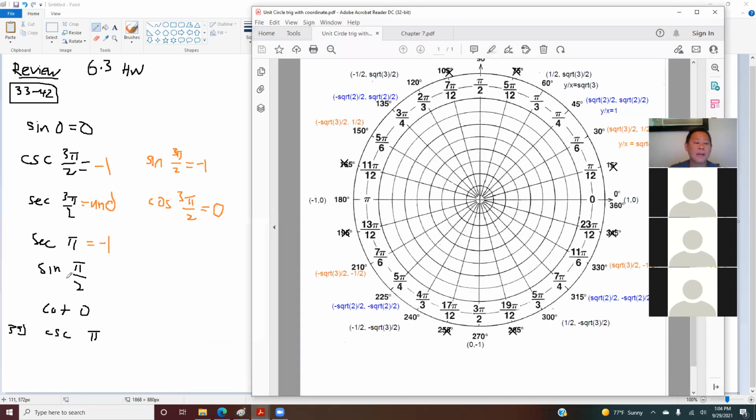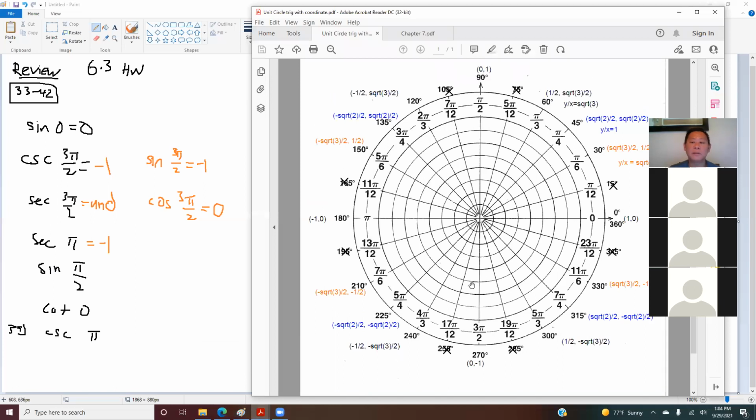Next, sine pi over 2. You should know this. What is sine pi over 2? It's just 1. Just 1, which is this one, the y value.